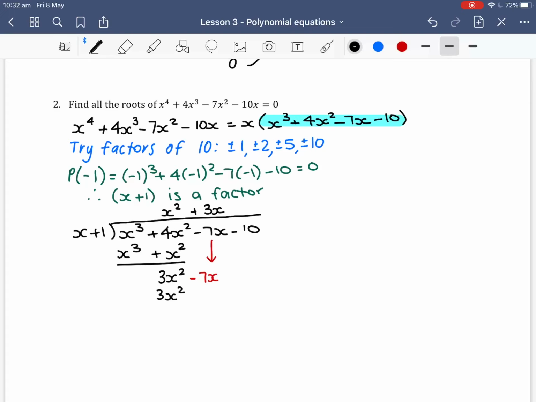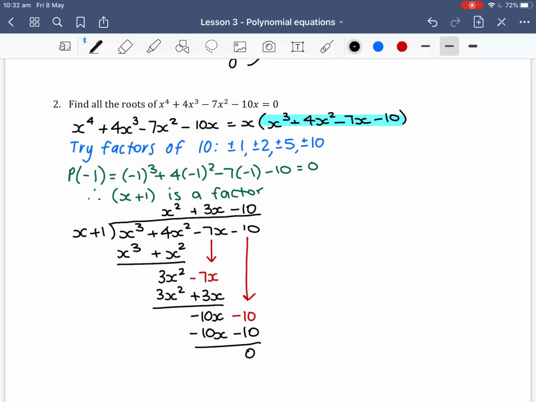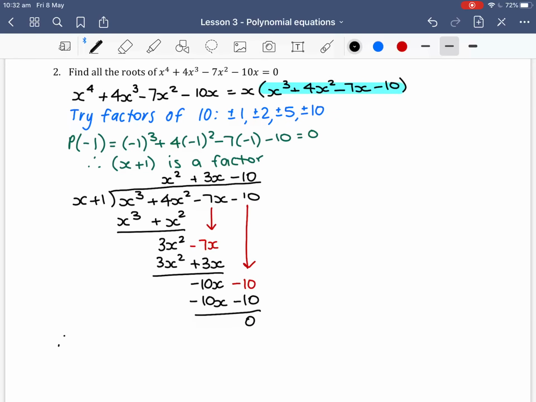So then 3x times x is 3x squared. 3x times 1 is plus 3x. Subtract, we get minus 10x. Bring down our negative 10. So the negative 10x divided by x is negative 10. And multiply negative 10 by x, and then multiply negative 10 by 1. Subtract, and we get 0.